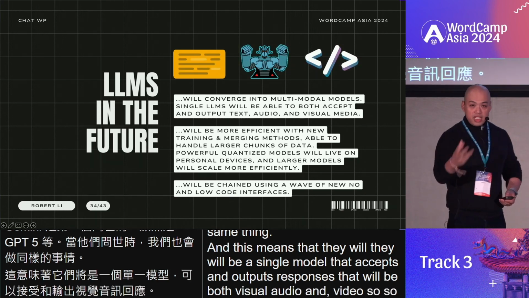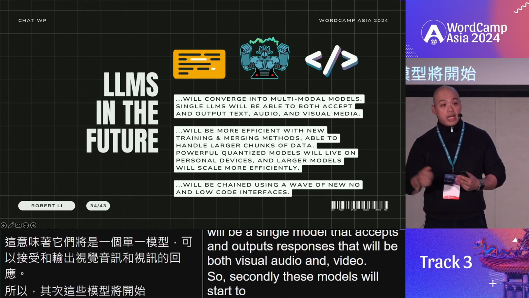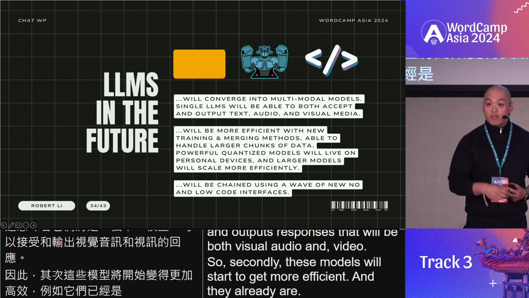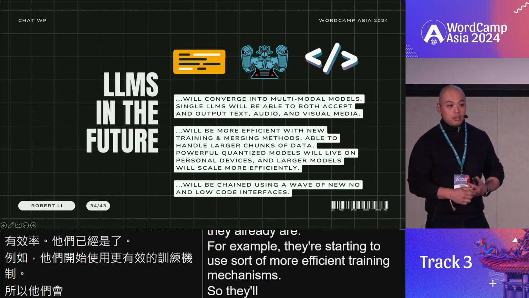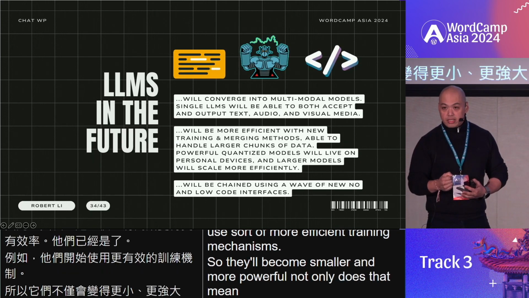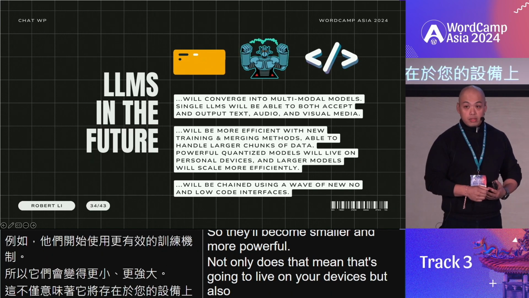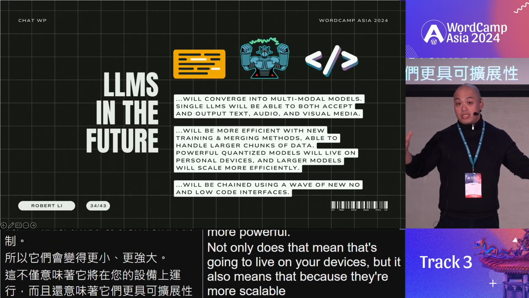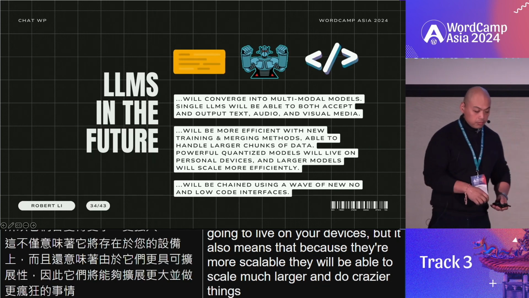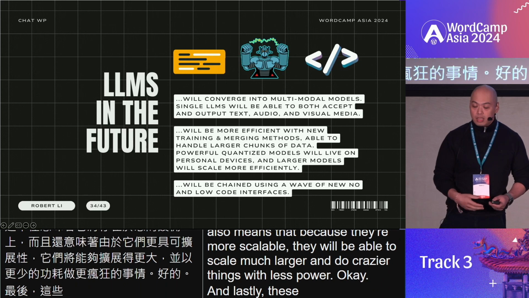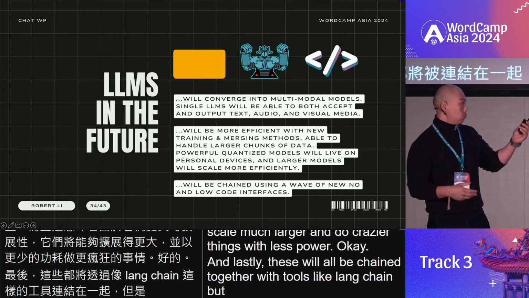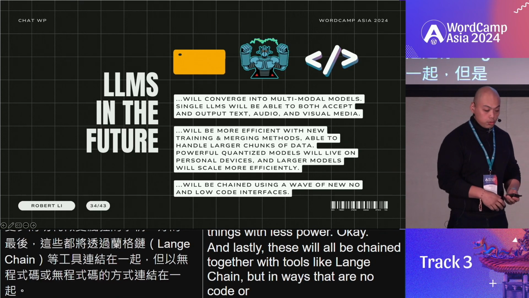Secondly, these models will start to get more efficient, and they already are. For example, they're starting to use more efficient training mechanisms, so they'll become smaller and more powerful. Not only does that mean they're going to live on your devices, but because they're more scalable, they will be able to scale much larger and do crazier things with less power, okay? And lastly, these will all be chained together with tools like LangChain, but in ways that are no code or low code. A lot of new tools coming out for that.